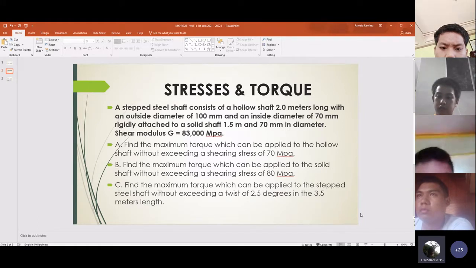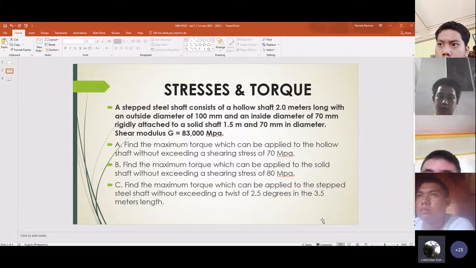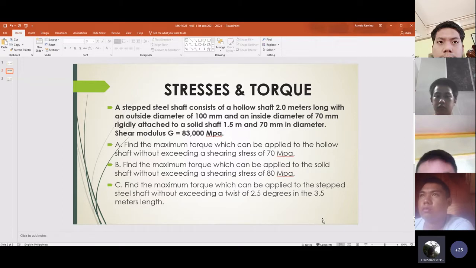Sa marine engineering ba, meron kayong mga steel, meron din kayong mga shafting na na-encounter, ano? Maaaring ma-encounter sa mga machineries. Shafting. Tama ba ako?